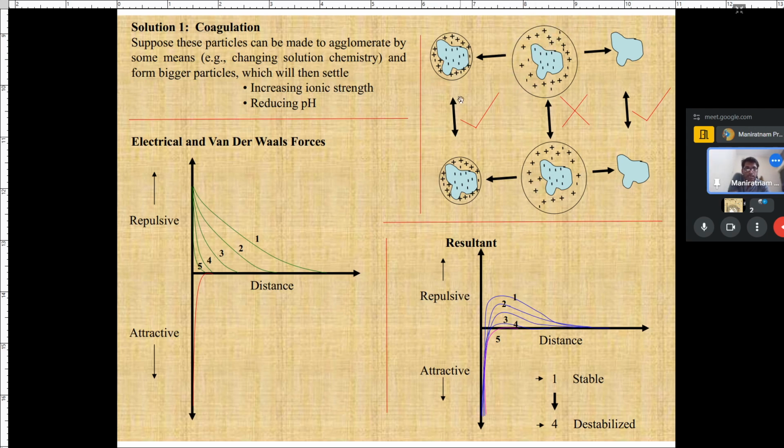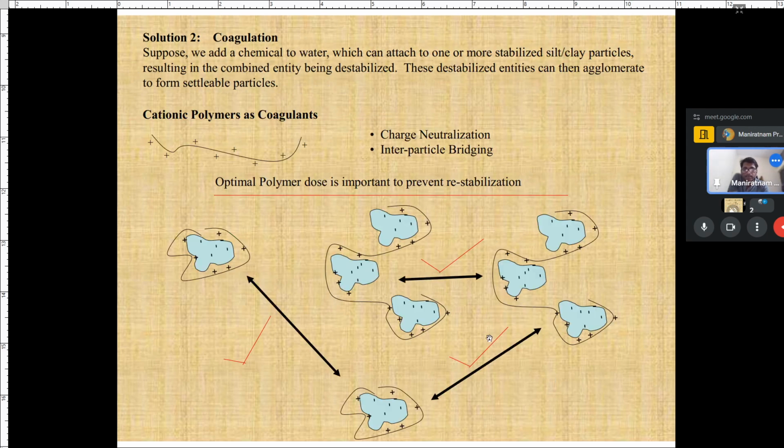As soon as they start coming closer, you can see that the layer which was there started to decrease. You can see that this layer has decreased. As this layer has decreased, the distance between the two particles has decreased, the repulsion force has decreased, and the attraction force has increased.